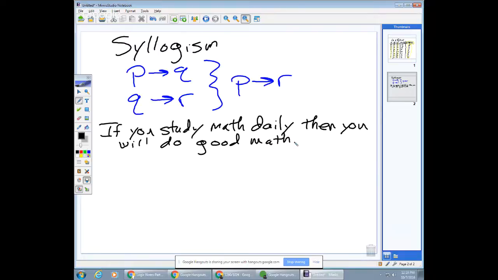So to do a Q to R, that means I have to start off with: if you do good math, then you will pass your math class.